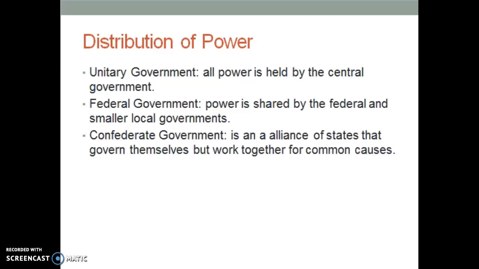Federalist government, like we have here in the United States, the federal government shares power with smaller local governments. And when we say local in this context, we're really talking about the state governments, who then delegate to the local governments. But the shared power between states and the nation, or the federal government, and actually only 11 out of 190 nations use this federalist system. The unitary government is by far the most common. And then lastly, we have a confederate government, and that's a loose alliance of states. The states kind of govern themselves, but then work together for common causes. It could be economic, it could be military, those types of things.